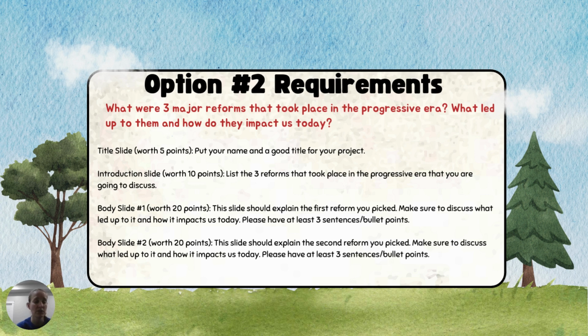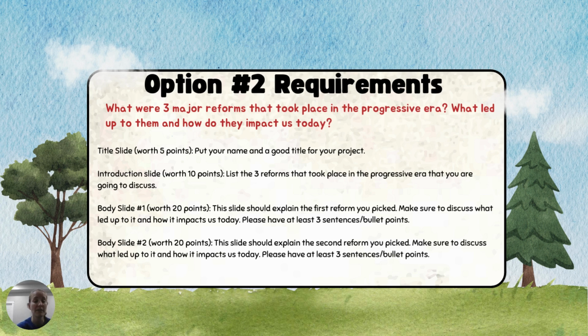Then you're going to have your introductory slide worth 10 points where you're going to list three reforms that took place in the progressive era that you are going to discuss. So, something like three major reforms that took place in the progressive era were, and then boom, boom, boom, list the three reforms that you are going to talk about. In body slide number one, worth 20 points, I want you to explain the first reform that you picked.